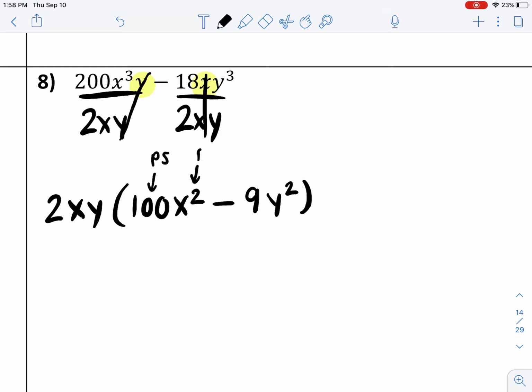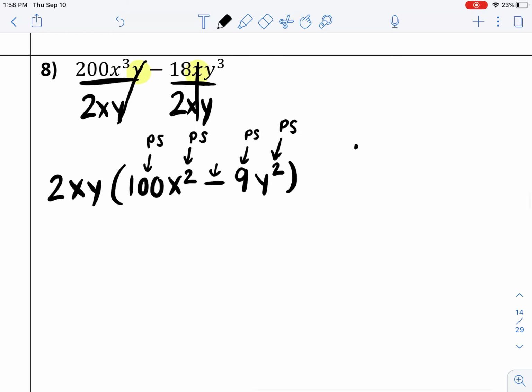Well, I do have a perfect square here. This is also a perfect square. 9 is also a perfect square. Y squared is always also a perfect square. And then I have a minus sign, which is perfect. That means this is DOPS.